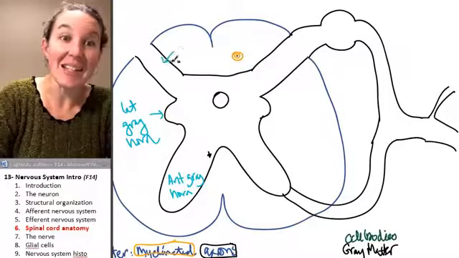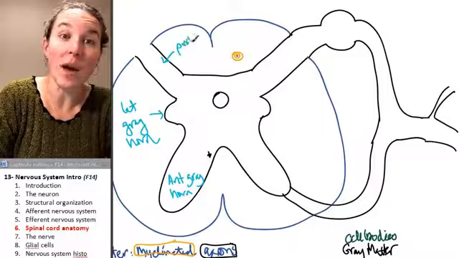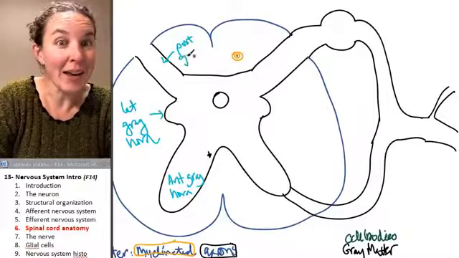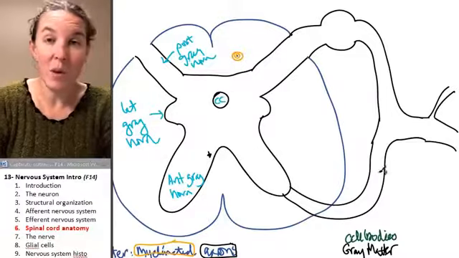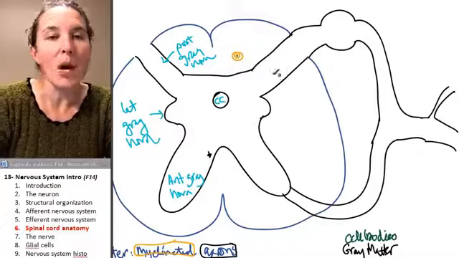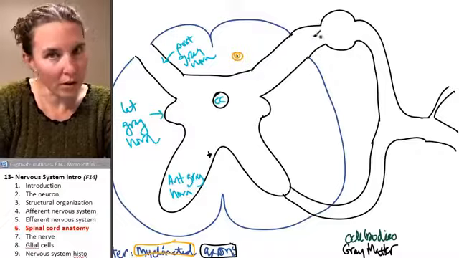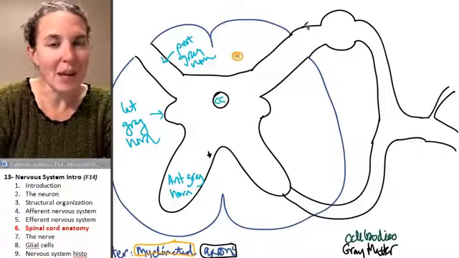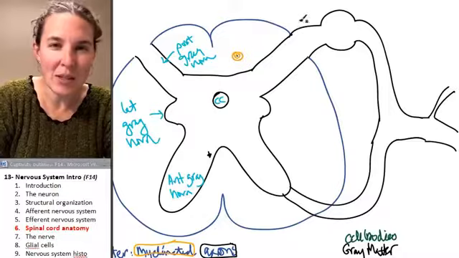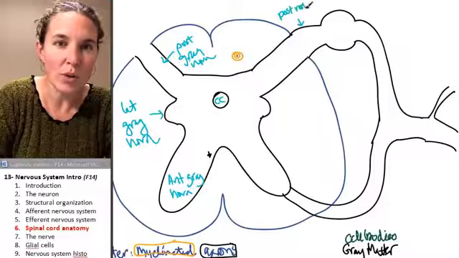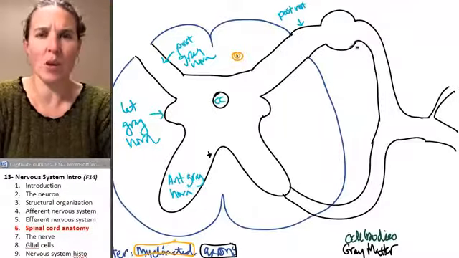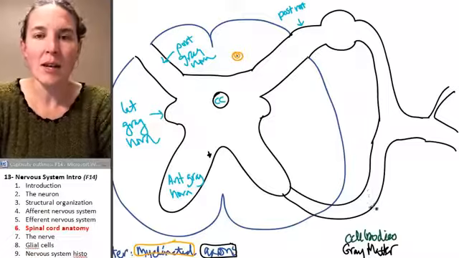This is a posterior what? Gray horn. Might as well do my central canal while we're here. My posterior gray horn does its thing and becomes a posterior root. This is a posterior root. And guess what this little blobby thing is that is not down here?